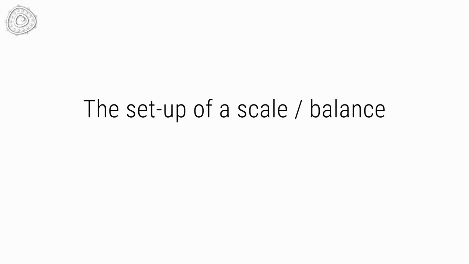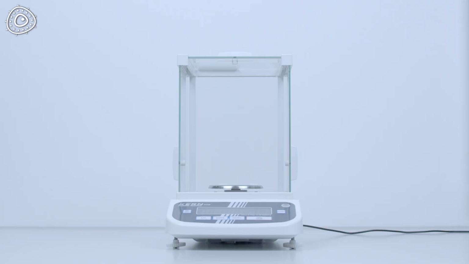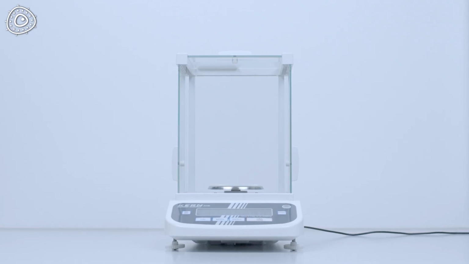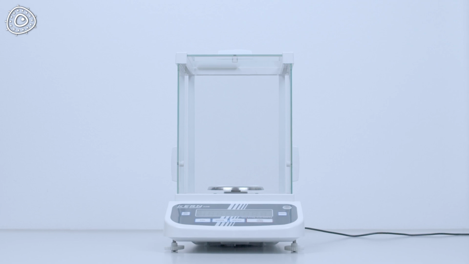The setup. Scales or balances have to be set up in clean, dust-free environments without vibrations and air drafts. So, do not put a scale beside a centrifuge, for example. The level has to be set correctly and the scale has to be kept spotlessly clean at all times.